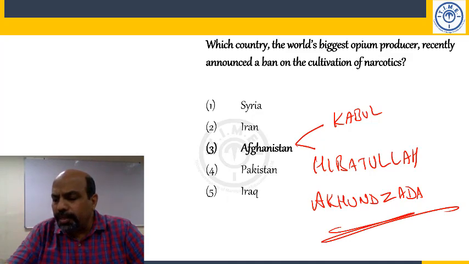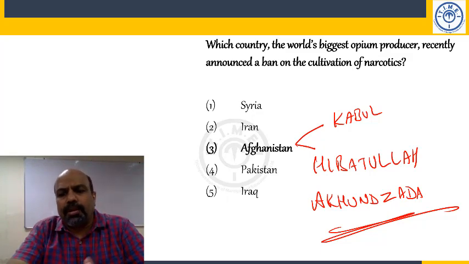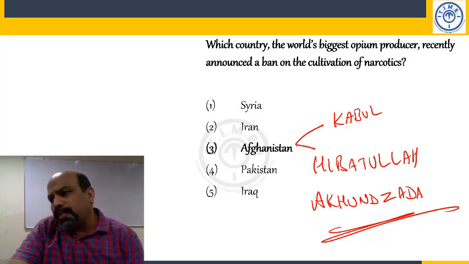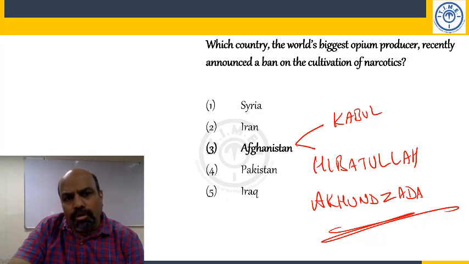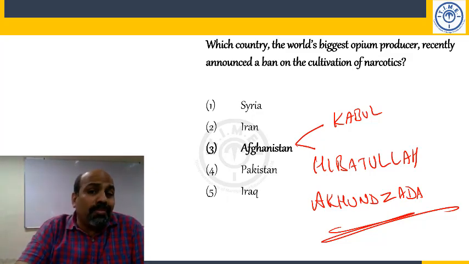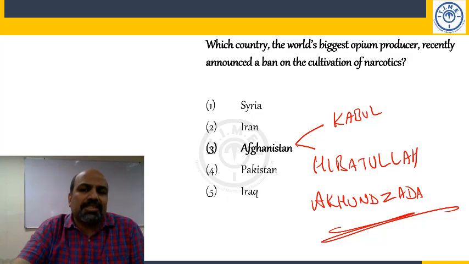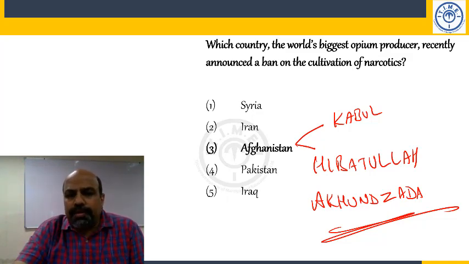Hibatullah Akhundzada. Okay. So, when you talk about Hibatullah Akhundzada, know that the Taliban was founded by Mullah Omar, mainly by Mullah Omar. Of course, there was Mullah Baradar, Abdul Baradar also. But then, you know, Mullah Omar is generally said to be the brains behind this.